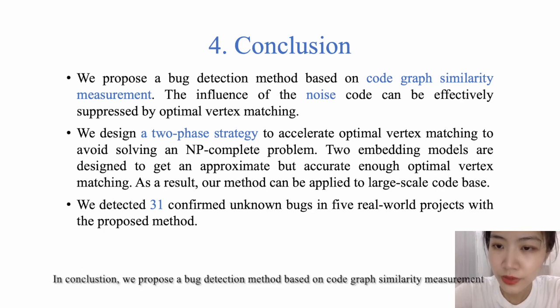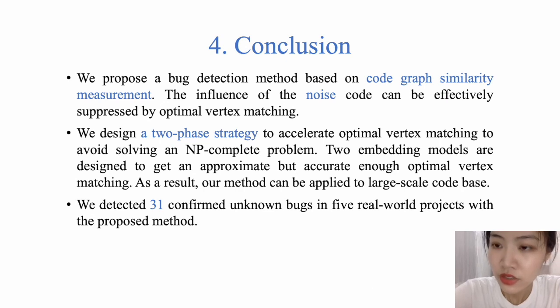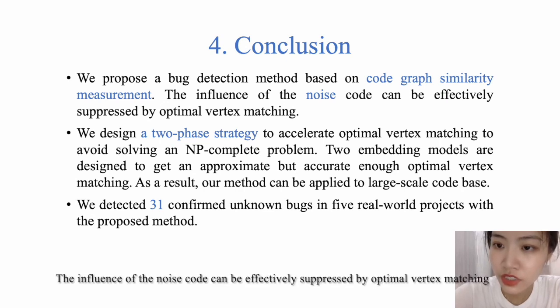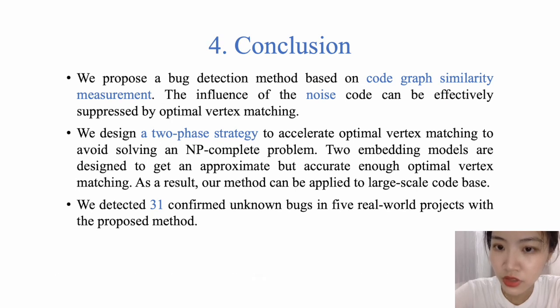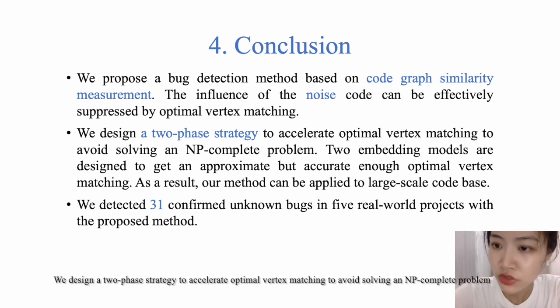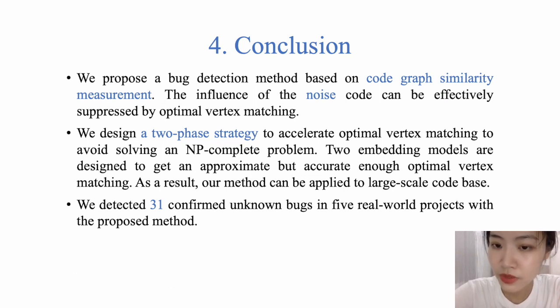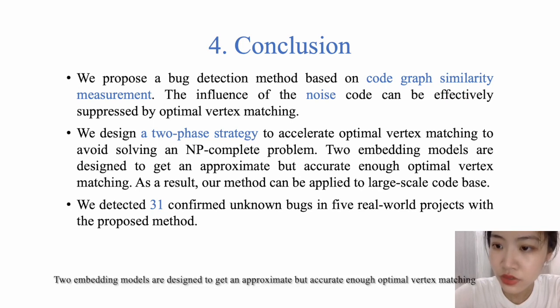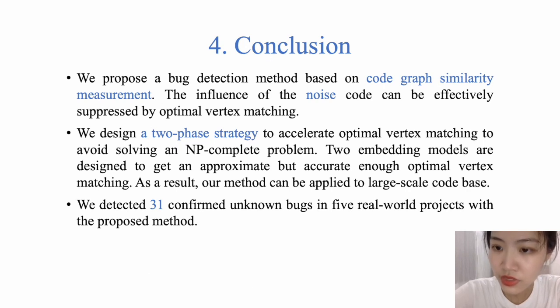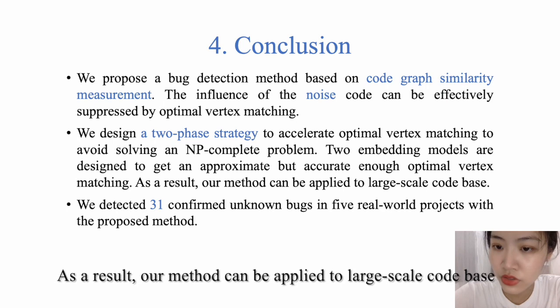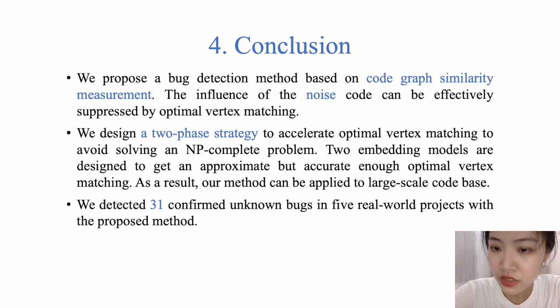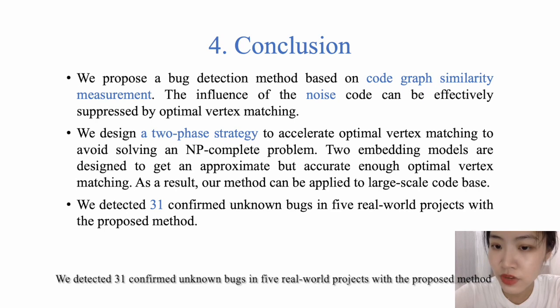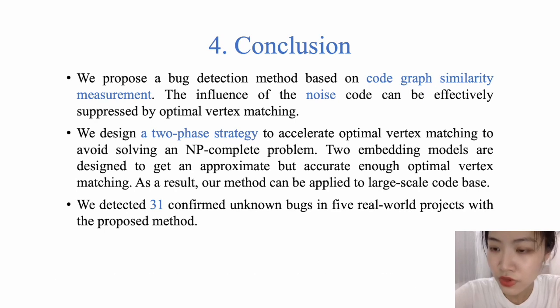In conclusion, we propose a bug detection method based on code graph similarity measurement. The influence of the noise code can be effectively suppressed by optimal vertex matching. We design a two-phase strategy to accelerate optimal vertex matching to avoid solving an NP-complete problem. Two embedding models are designed to get an approximately but accurate enough optimal vertex matching. As a result, our method can be applied to a large-scale code base. We detect 31 confirmed unknown bugs in 5 real-world projects with the proposed method.